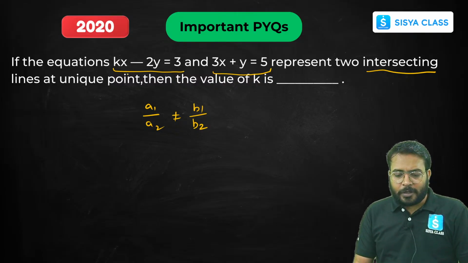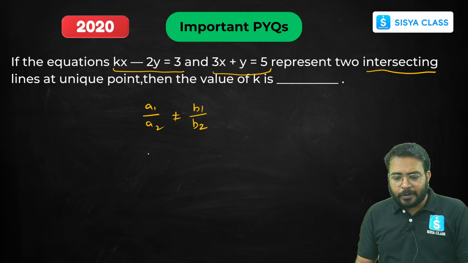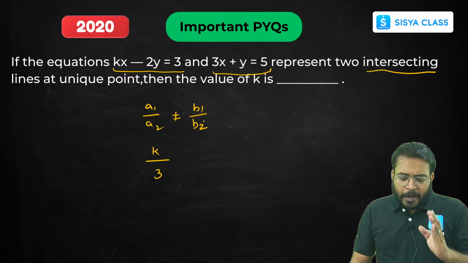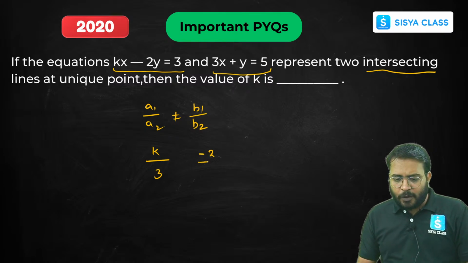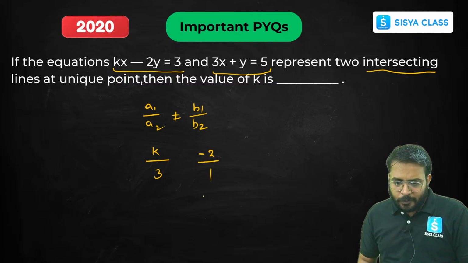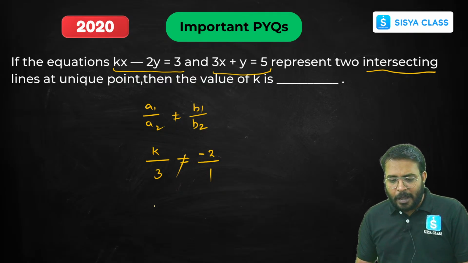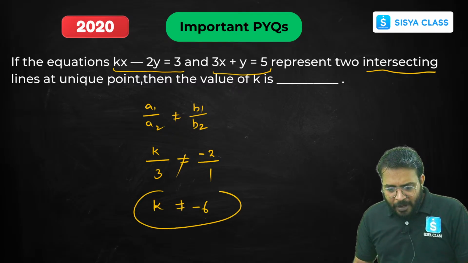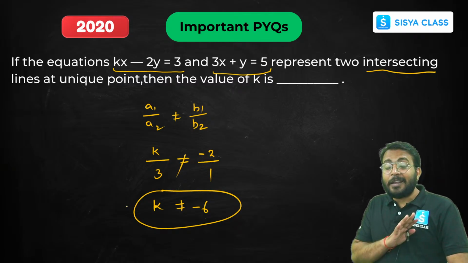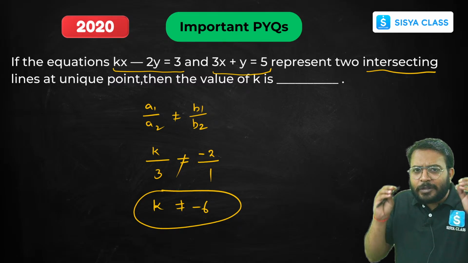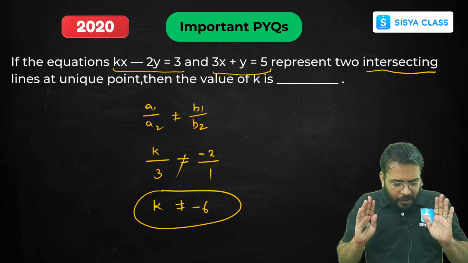Now look here. What is the coefficient of x here? We have k, beta, and in equation 2 we have 3. And what is the b value here? In my first equation it is minus 2, and here it is 1. They should not be equal. That means if I solve, I should get k not equal to minus 6. So k can take any real number value except minus 6. Understood my point?